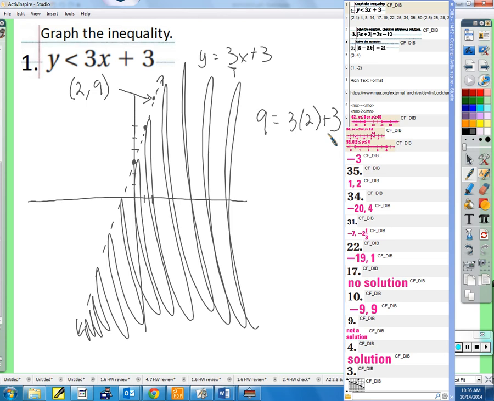All those y values that, given x, are all of these points right here. And that's true for any point. For any point on the line, all the points below it have a y that's less than the y that you get when you plug in any given x.